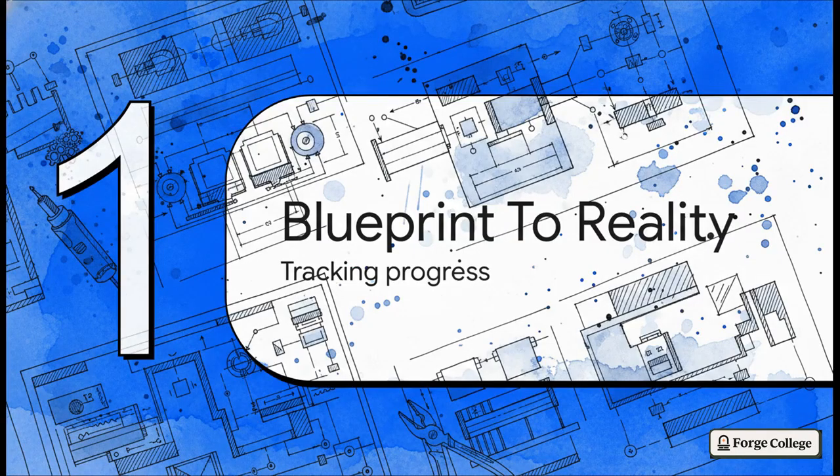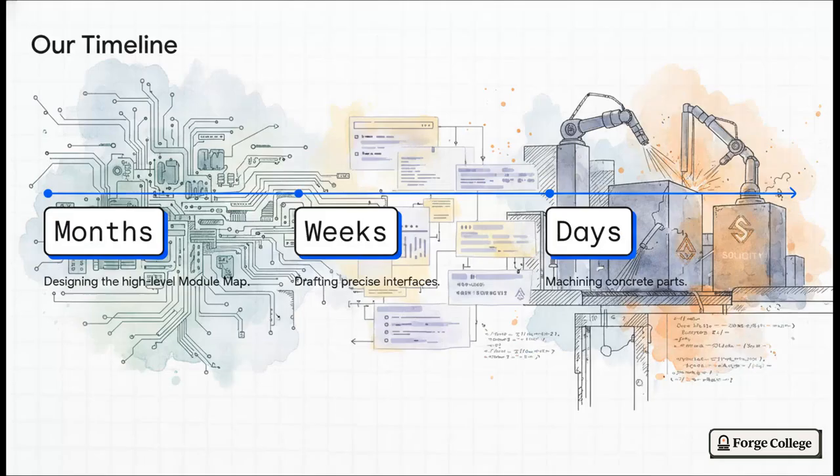Section 1, from blueprint to reality, tracking our engineering progress. So before we fire up the compiler, we really need to know what we're building, right? You wouldn't just start welding pieces together without a schematic. Think of Lesson 1 as the months we spent designing the high-level model map, really understanding the requirements, the upgradability, and the acceptance criteria. Then came Lesson 2, which was like the weeks we spent drafting the precise interfaces, mapping out exactly which functions go where.